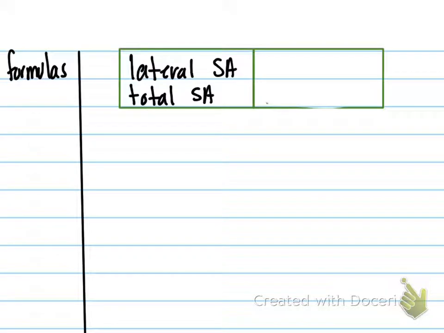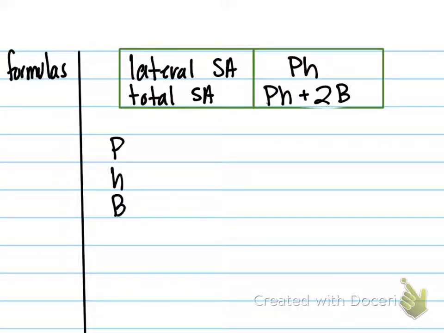The lateral surface area formula is PH, and if that looks familiar, it should, because it's the same formula for rectangular prisms. The total surface area is PH plus 2B. They are the same as for rectangular prisms, because rectangular prisms and triangular prisms are both prisms. So we will still use P, H, and B. They all mean the same thing.